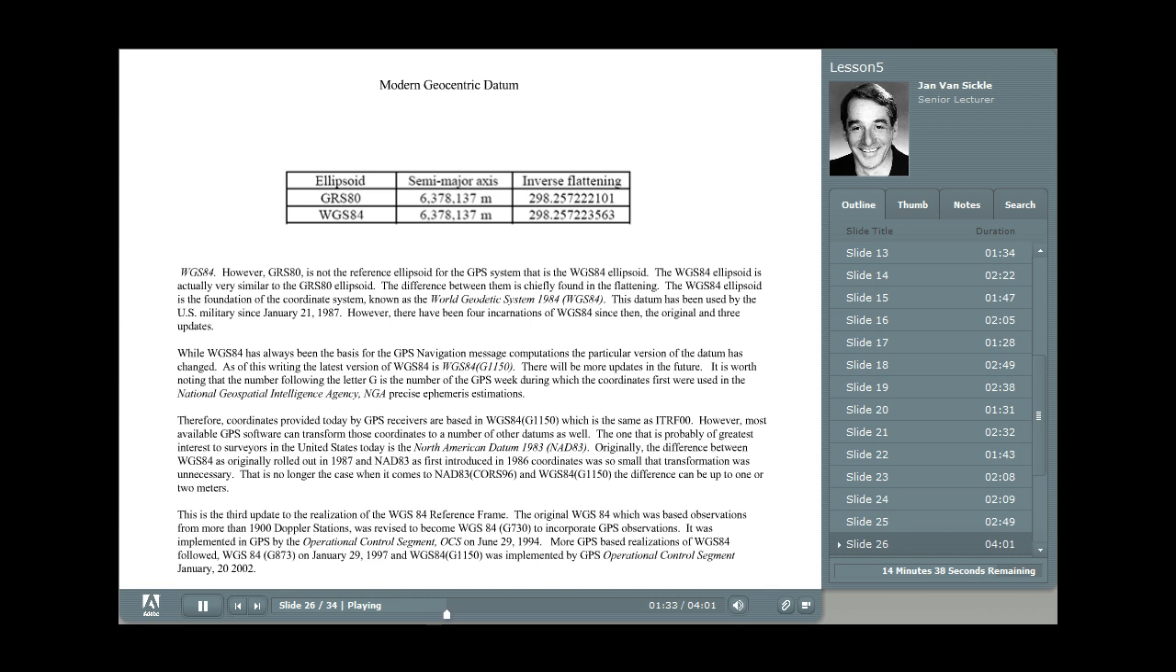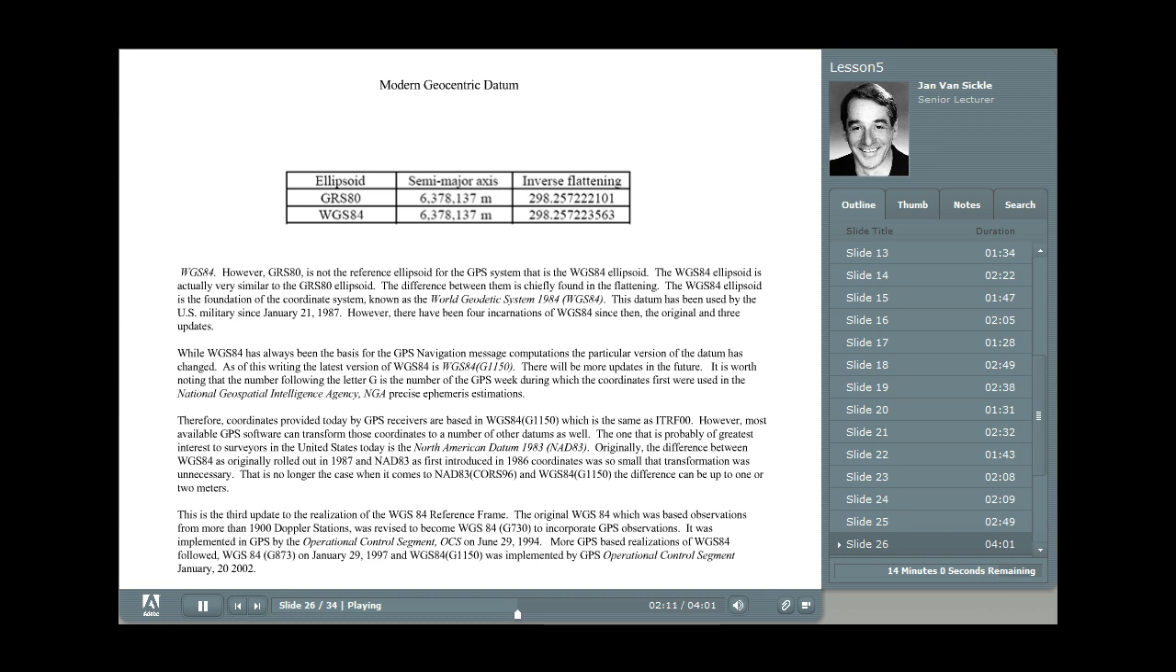But while WGS 84 has been the basis of GPS navigation, as of this writing, the latest version of WGS 84 is called WGS 84, notice in parentheses, G1150. This refers to the 1150th GPS week, counting from the beginning of the system. This is the latest update of the WGS 84 datum. It's worth noting that the number following the G is the number of the GPS week.